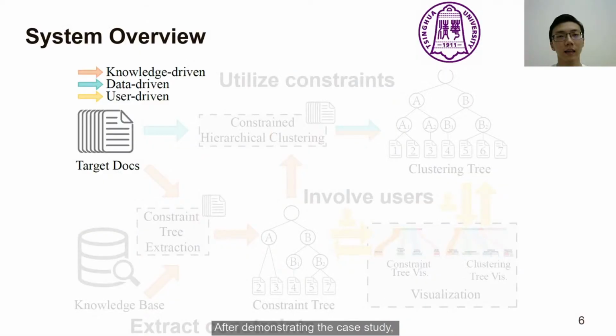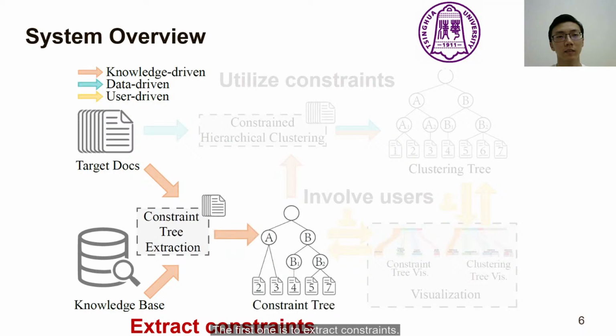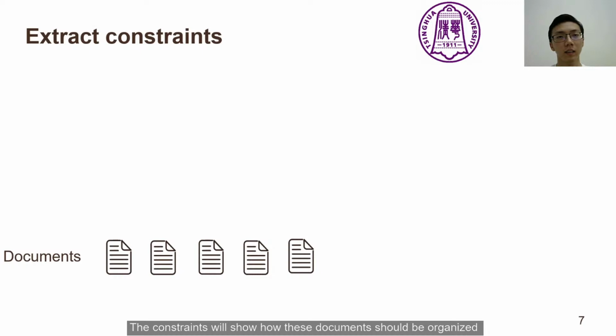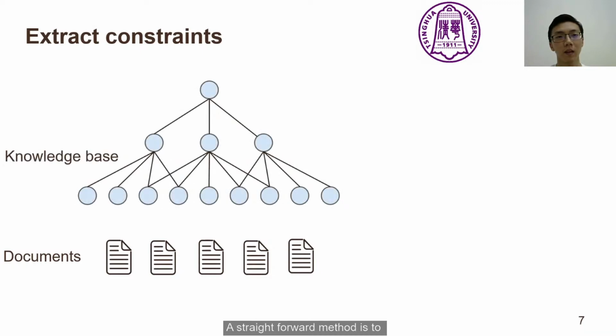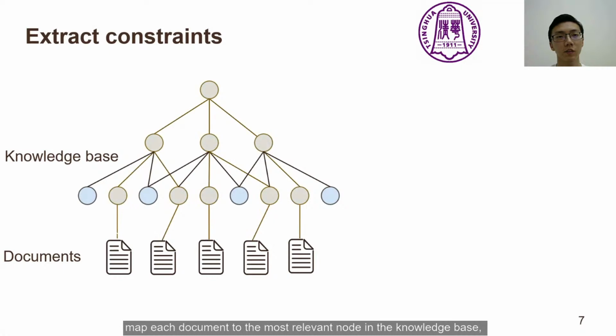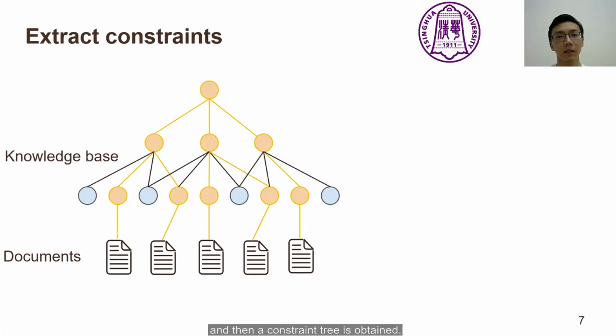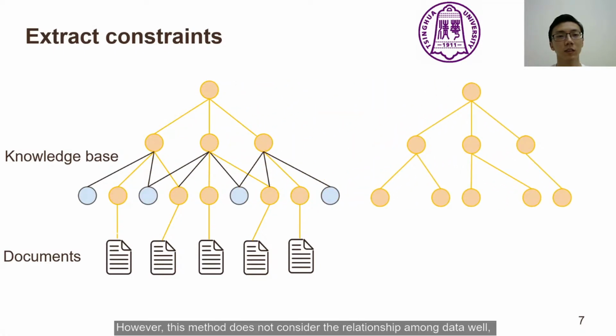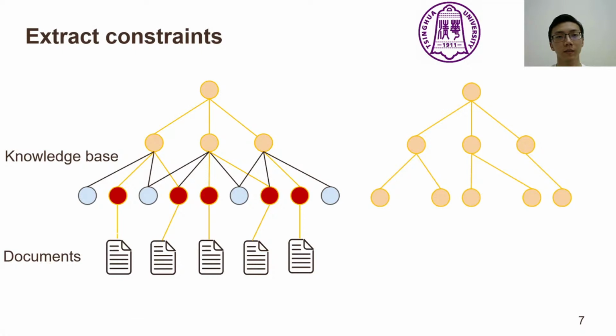After demonstrating the case study, I'd like to introduce the technical details using our system. The first one is to extract constraints. The constraints will show how these documents should be organized according to the knowledge base. A straightforward method is to map each document to the most relevant nodes in the knowledge base, and then a constraint tree is obtained. However, this method does not consider the relationship among data as well, so the nodes in the hierarchy may scatter across the knowledge base.